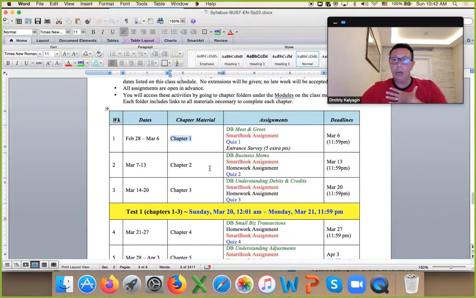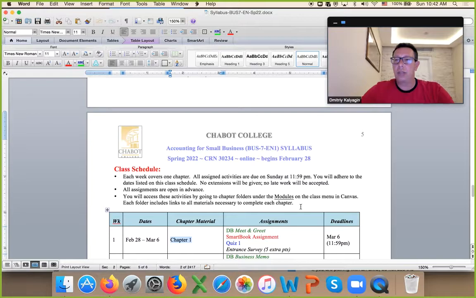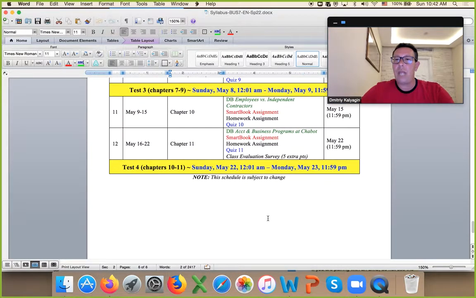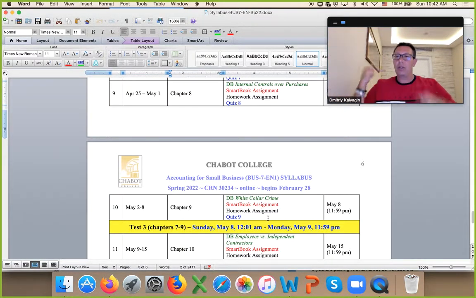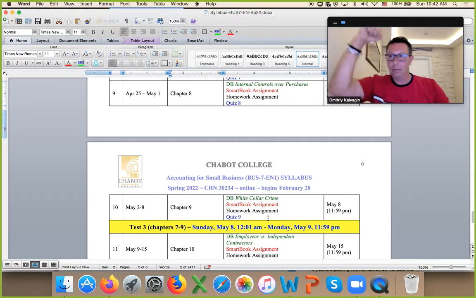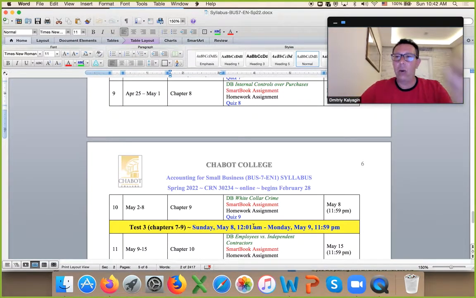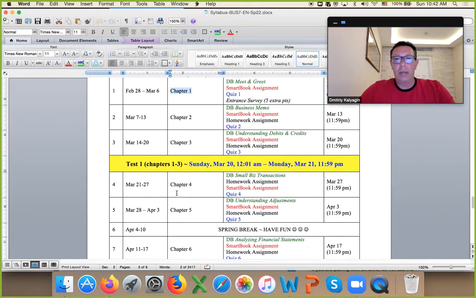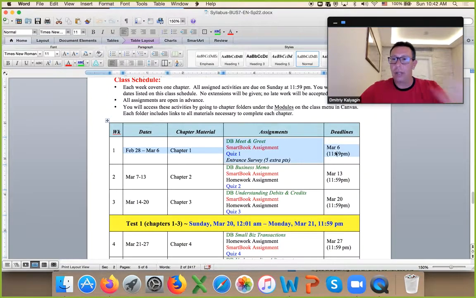What I do, I print out these last two pages, 5 and 6, and I put it on the wall of my office. I'm not at home right now, I'm on vacation, Cancun, but at home, I put it on the wall of my office as well as at my office at Chabot. And as we go week by week, I just cross it out. So it's always somewhere in front of me so I know what's going on. And I send you reminders.